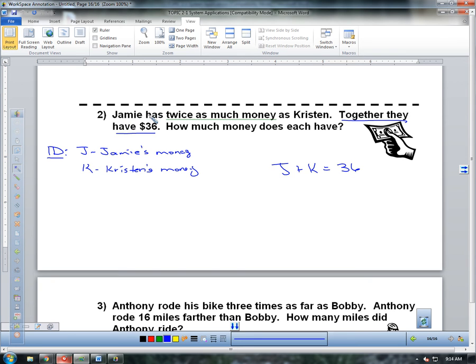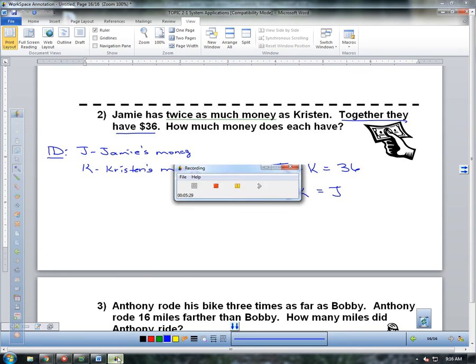Now, Jamie has twice as much money as Kristen. So I'm going to take Kristen's money and double it. That should equal what Jamie has. Make sense? This part will take a little more practice, this coming up with equations. We're going to keep working on it. We'll do some together in class. You'll be okay. Alright, so now it's time to pull out the calculator.